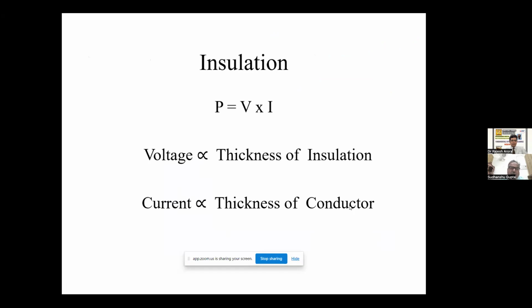So continue. Actually, here I just want to discuss the insulation, because we are discussing partial discharge, and partial discharge activity happens in insulation. The simple thing is, voltage is directly proportional to the thickness of insulation, and current is directly proportional to the thickness of conductor.